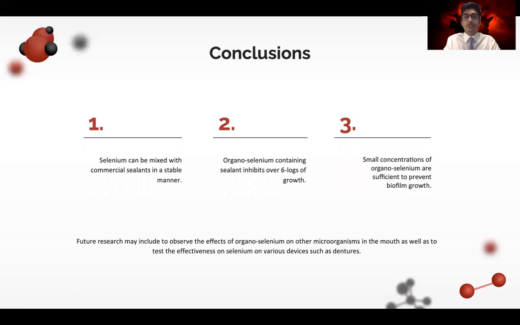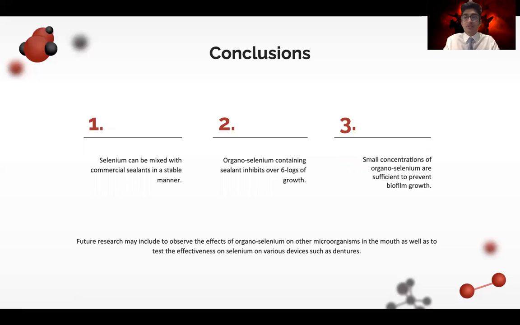There are 3 conclusions that we obtained from this experiment. First, selenium can be mixed with commercial sealants in a stable manner. Second, organoselenium containing sealant inhibits over 6 logs of growth. And finally, small concentrations of organoselenium are sufficient to prevent biofilm growth.